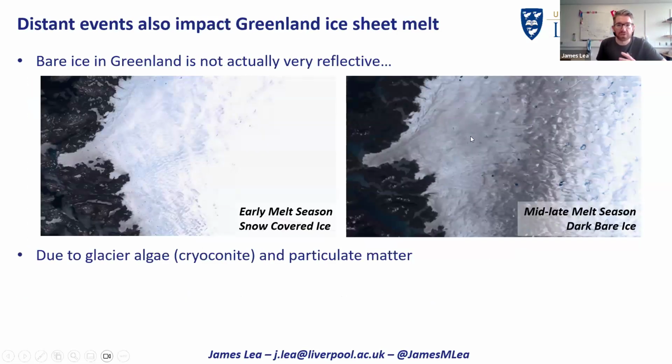One of the other reasons as well that weather is actually impacting the ice sheet is due to the colour, the reflectiveness of the ice sheet surface. So from the title slide, you might have seen on the left-hand side, this is early melt season. We've got lots of snow on the ice sheet, very bright. Or in the mid to late melt season, you see this really dirty ice coming through, and that's a combination of glacier algae, so-called cryoconites, and also particulate matter that's from within the snow and also transported.